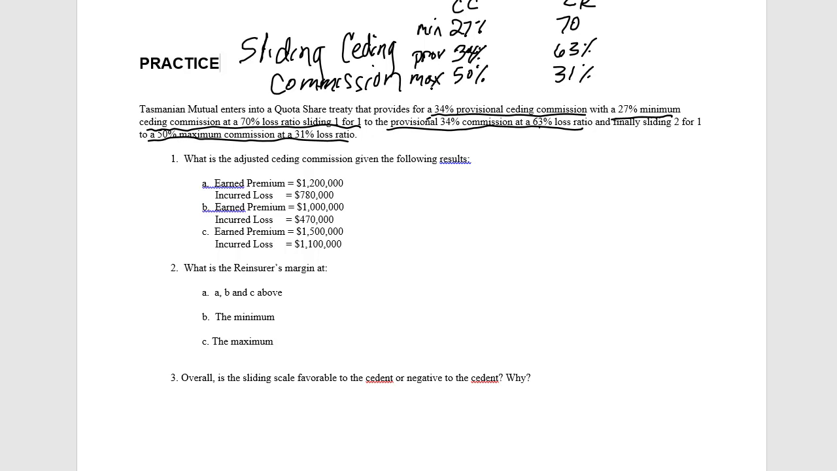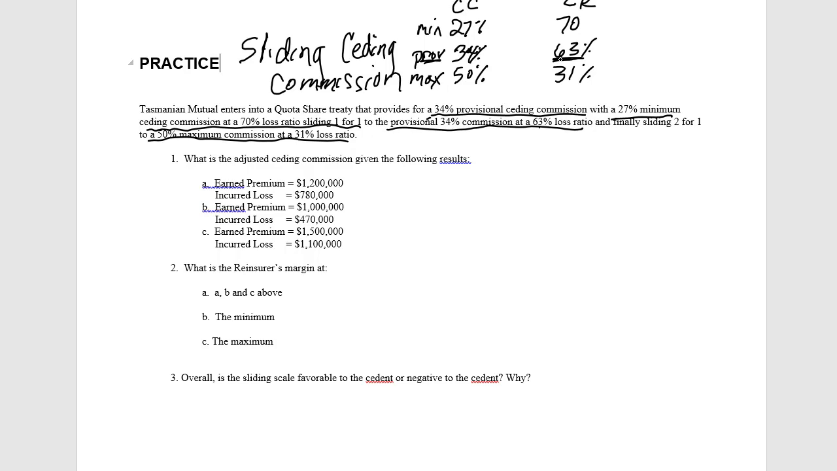So let's talk about what this means for a second. The provisional ceding commission is the commission that the reinsurer pays at the beginning or inception of the reinsurance contract to the cedant or the insurance company. But with the sliding scale commission, that ceding commission can go up or down depending on the actual loss ratio. A 63% loss ratio tells us at what point the provisional ceding commission does not change.